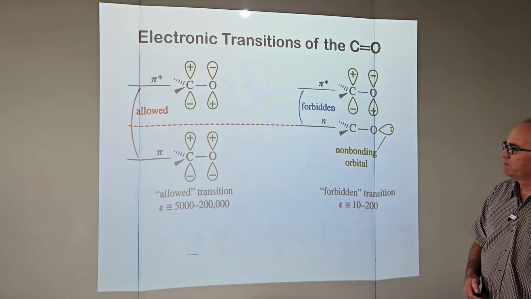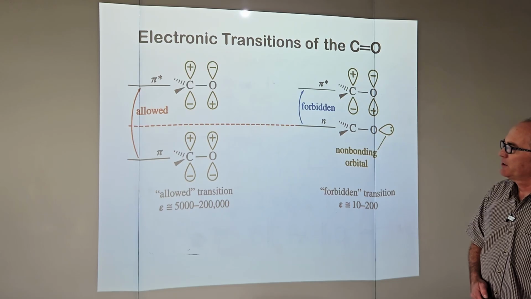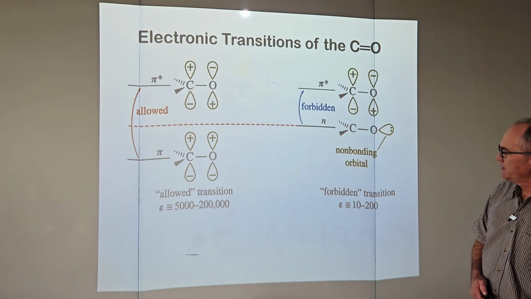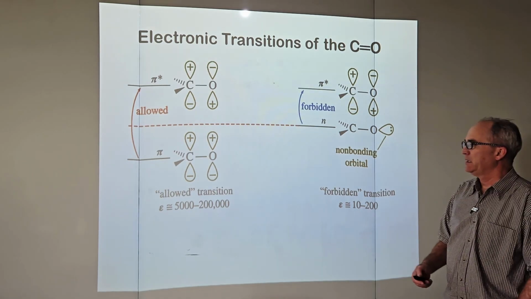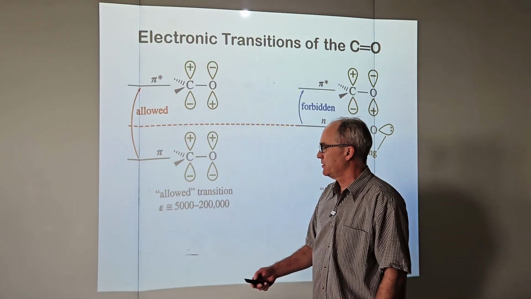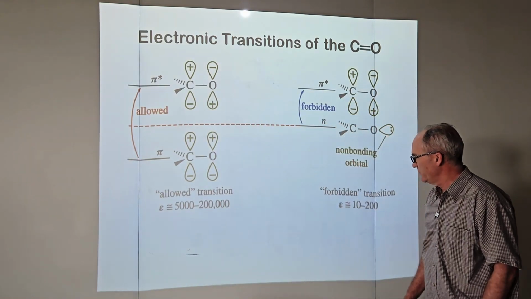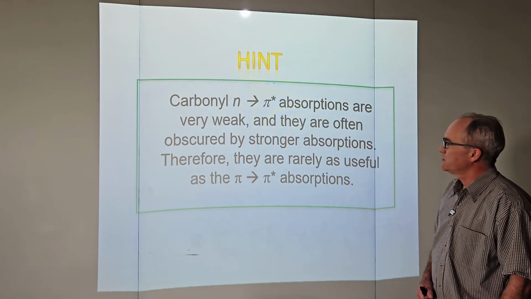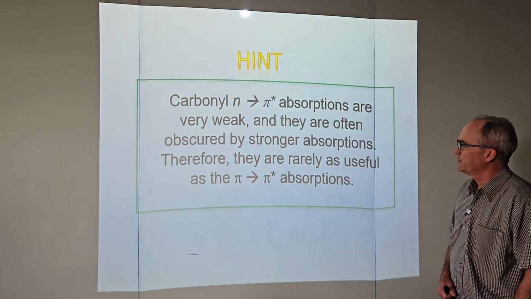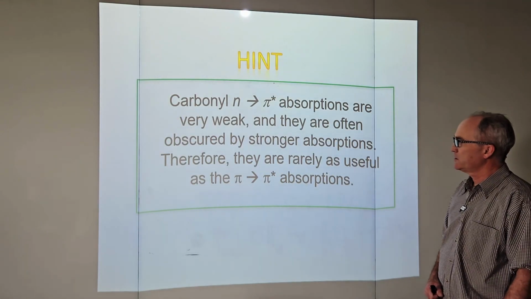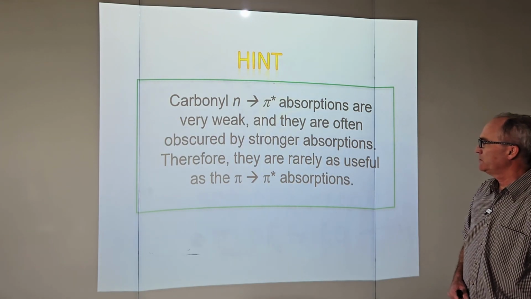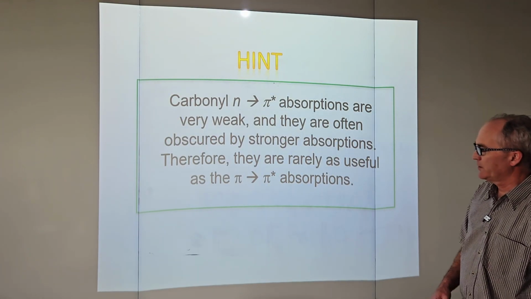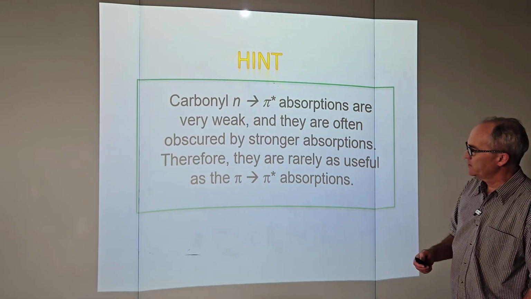And some interesting things we don't care about. Here's the pi bonding to anti-bonding transition. And the allowed transition has a higher molar absorptivity than the forbidden one. Carbonyl carbon absorptions are very weak, and they're often obscured by stronger absorptions. Therefore, they're rarely useful as the pi transitions.